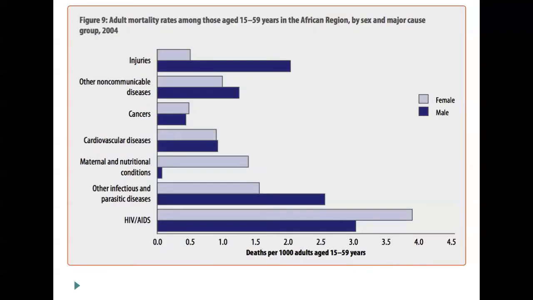And if we look at adult mortality rates in the African region, again we see this tremendous impact of HIV/AIDS and other infectious and parasitic diseases as major causes of death. Now, as it happens, in this series of lectures, I'm not going to cover HIV/AIDS. I could have done, but I had to be selective. But I'm sure from other sources you've already heard something about the problem of HIV/AIDS.